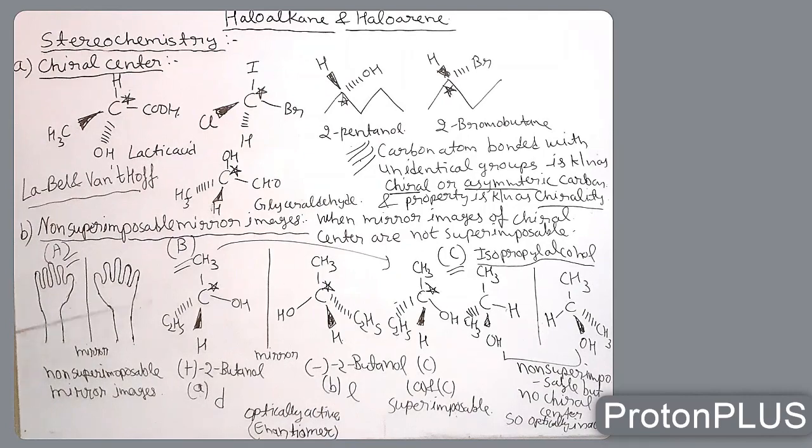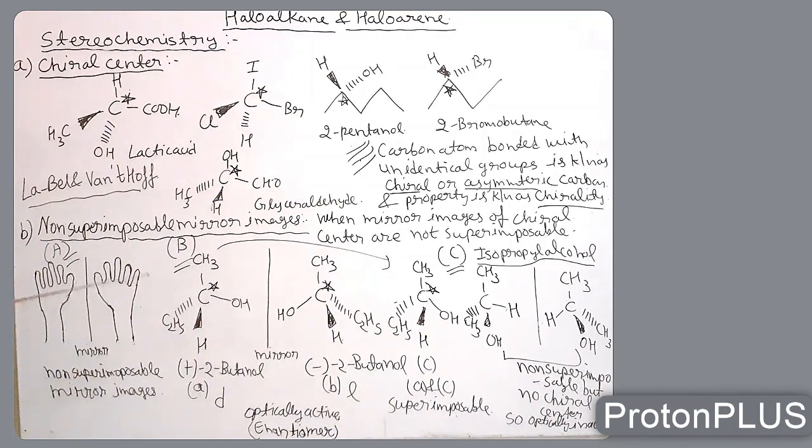So this compound, 2-butanol, is justifying both requirements, that is a chiral carbon, and second, non-superimposable mirror images. So it is said to be optically active, and this pair of non-superimposable mirror images, A and B, are known as enantiomers.